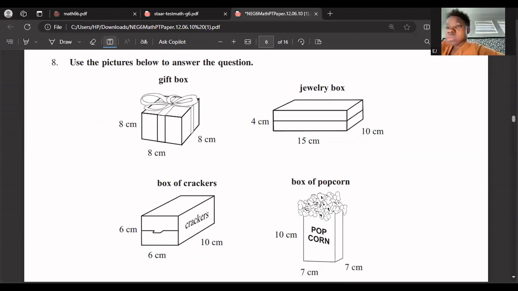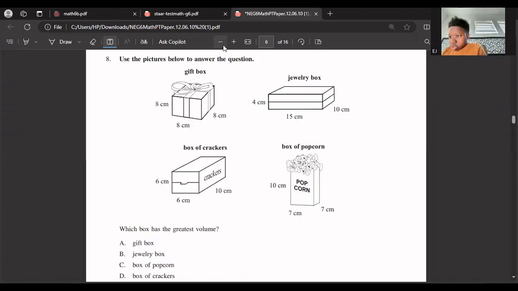EJ, use the pictures below to answer the question. First, look at the pictures before we move on to the question. It's very important. Look at the question. It says, which box has the greatest volume? Do you know how to calculate the volume of a cuboid? I know how to calculate a cube.